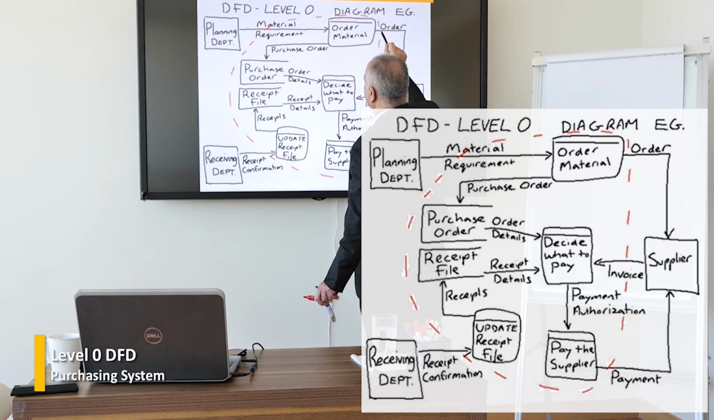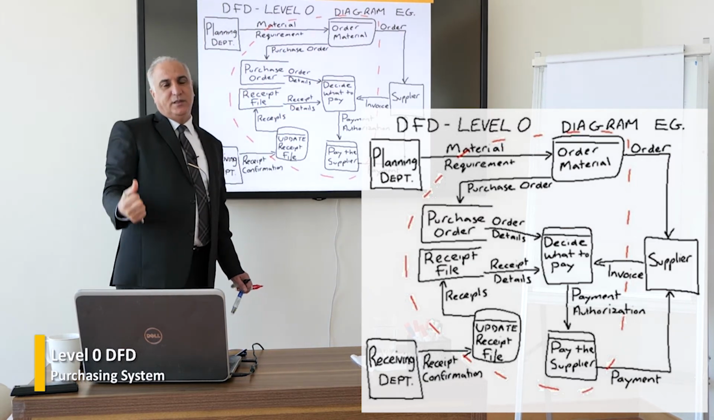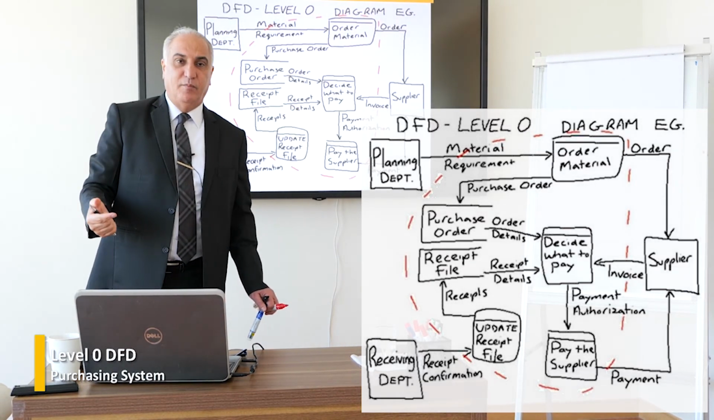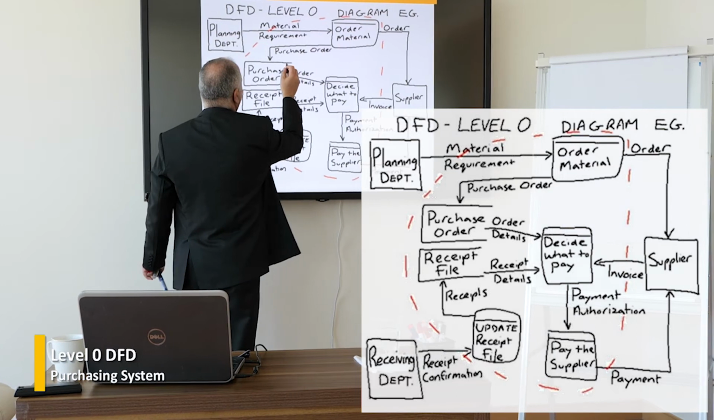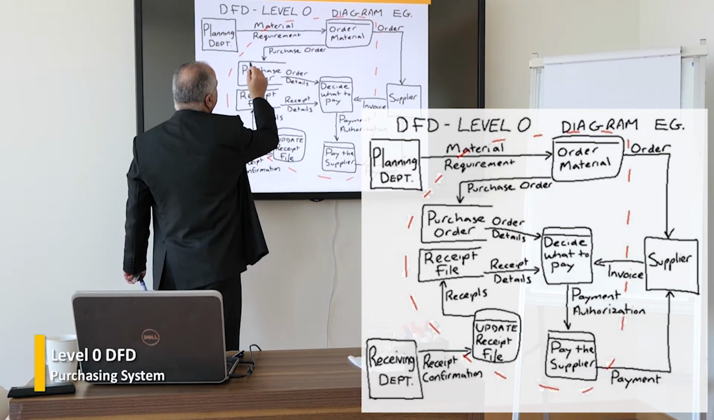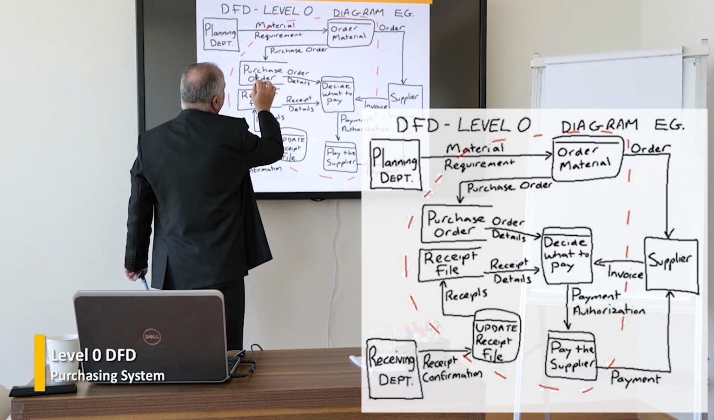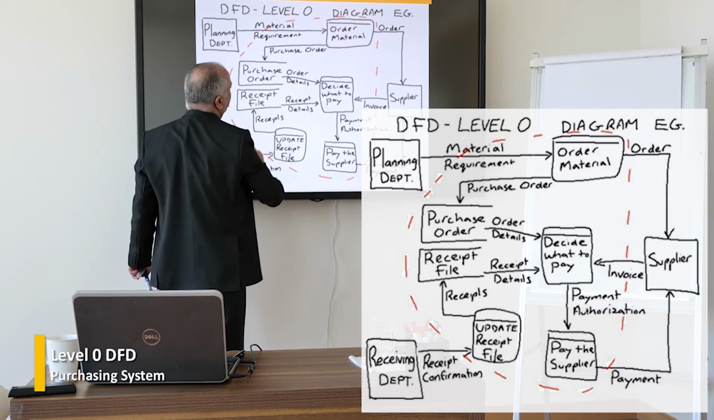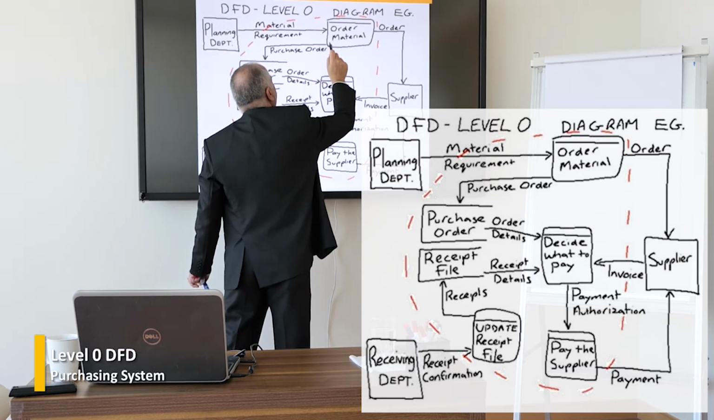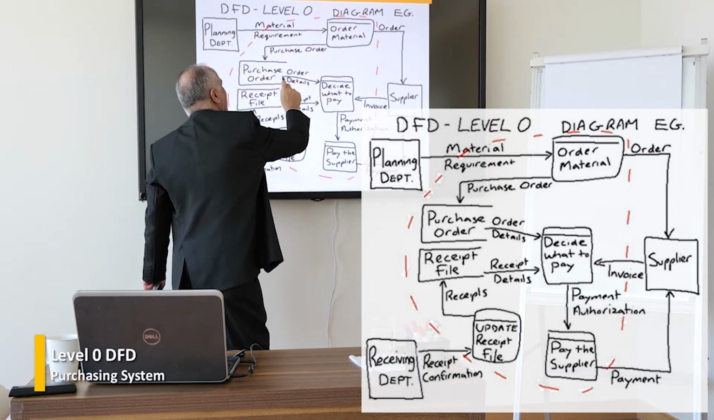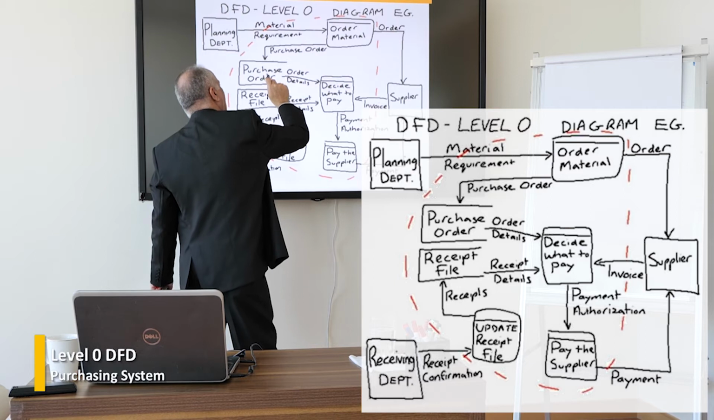That ordering material will do the following. Well, we are storing data. What is the material? What is the order number? Who is the supplier? The quantity. In this case, we have data that is generated and needs to be stored in a data file. We call it the purchasing order file. This process writes to a data file the purchase order details: the items, the company, the supplier, the quantity.